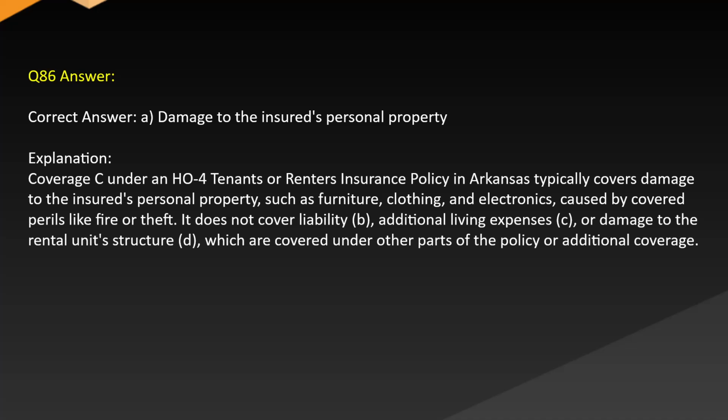Explanation: coverage C under an HO-4 tenants or renters insurance policy in Arkansas typically covers damage to the insured's personal property, such as furniture, clothing, and electronics, caused by covered perils like fire or theft. It does not cover liability, B. Additional living expenses, C. Or damage to the rental unit structure, D. Which are covered under other parts of the policy or additional coverage.